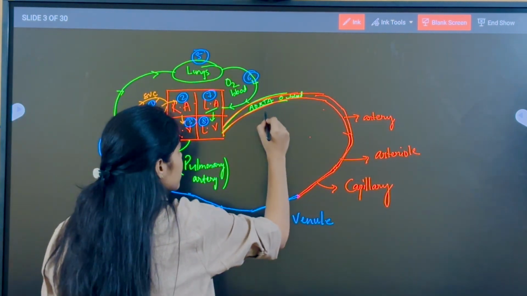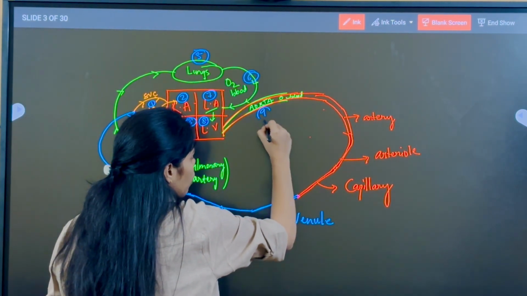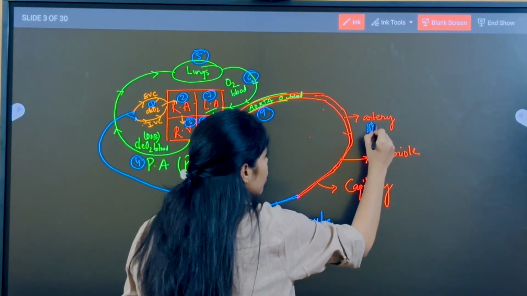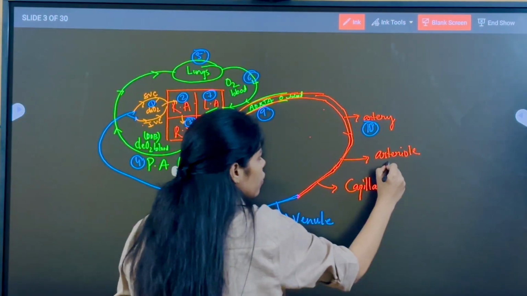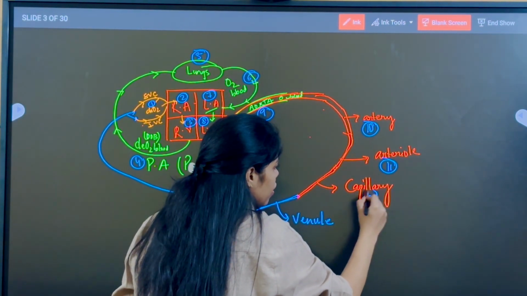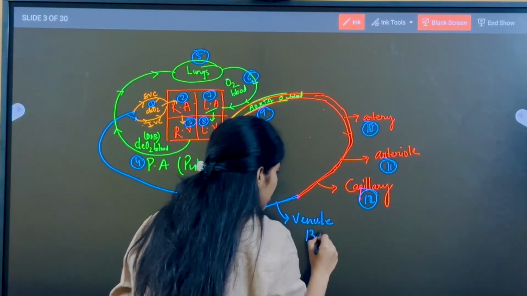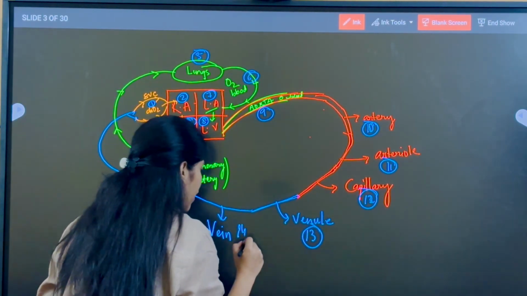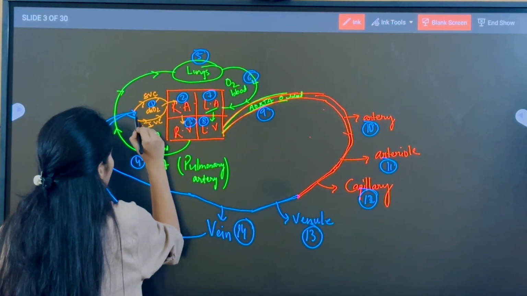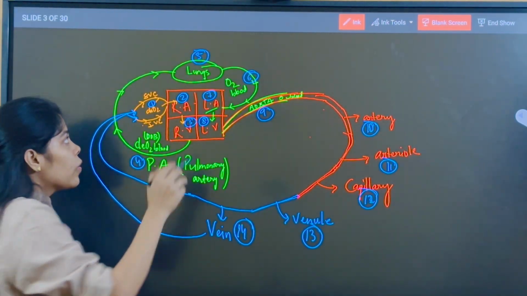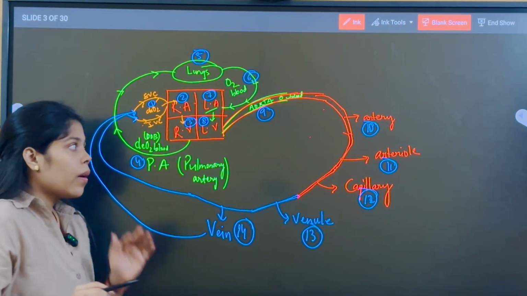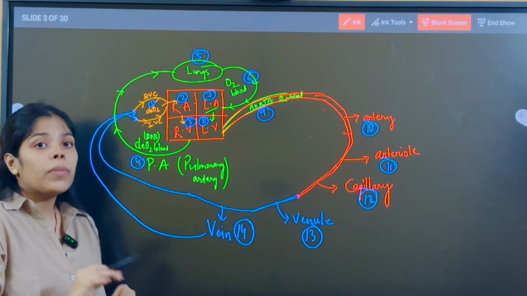From the left atrium, it comes to the left ventricle. From the left ventricle, we have our aorta. From the aorta, we have artery. From artery, we have arteriole. Then we have capillary. Then we have venule. Then we have vein. And from this vein, it goes back to the same path. I hope from 1 to 14, the pathway is clear. The pathway should be clear.